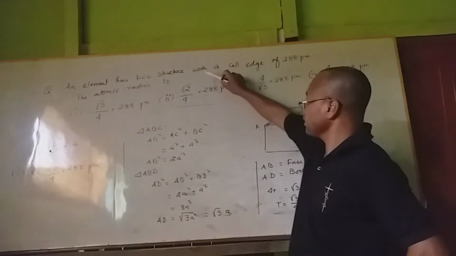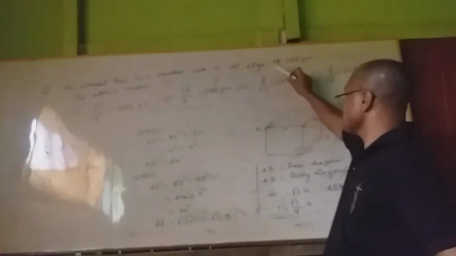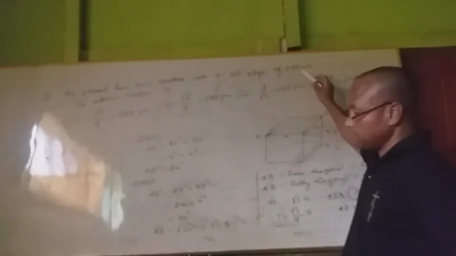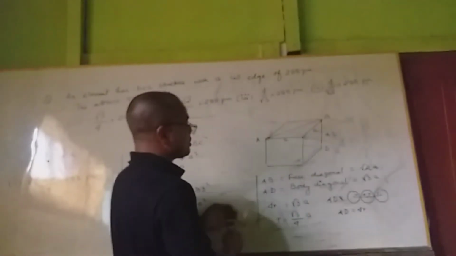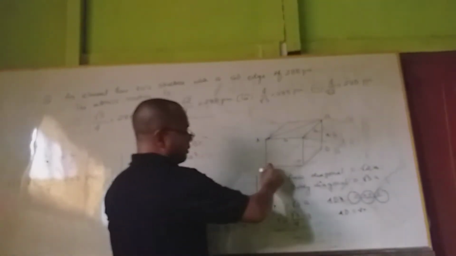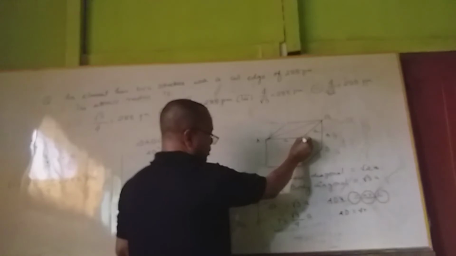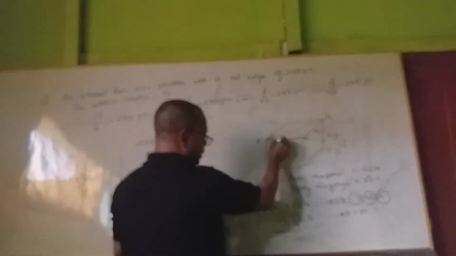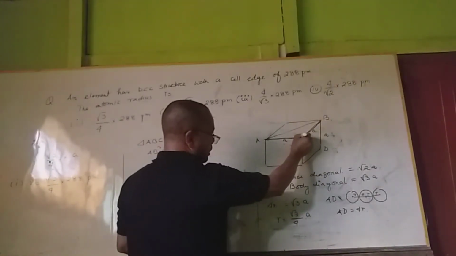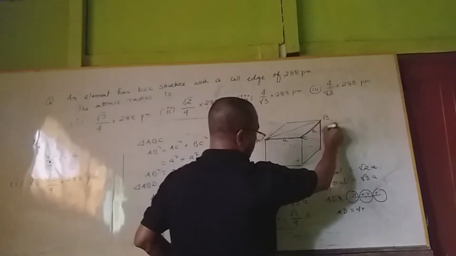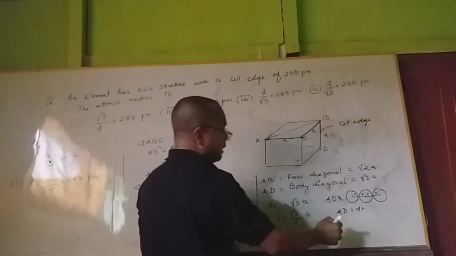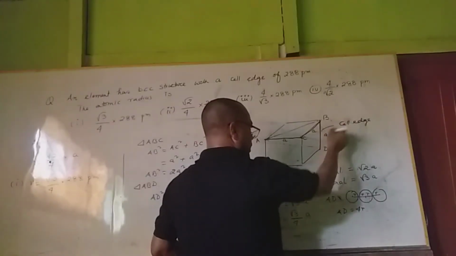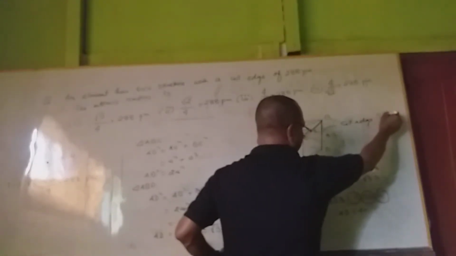So with a cell edge of 288 picometer. Now here, what is the cell edge? Look at this. This is one of the unit cells. The length of this side, this side, and this side is what we call the cell edge, or we can say edge length. What is the cell edge? We write it here as A.